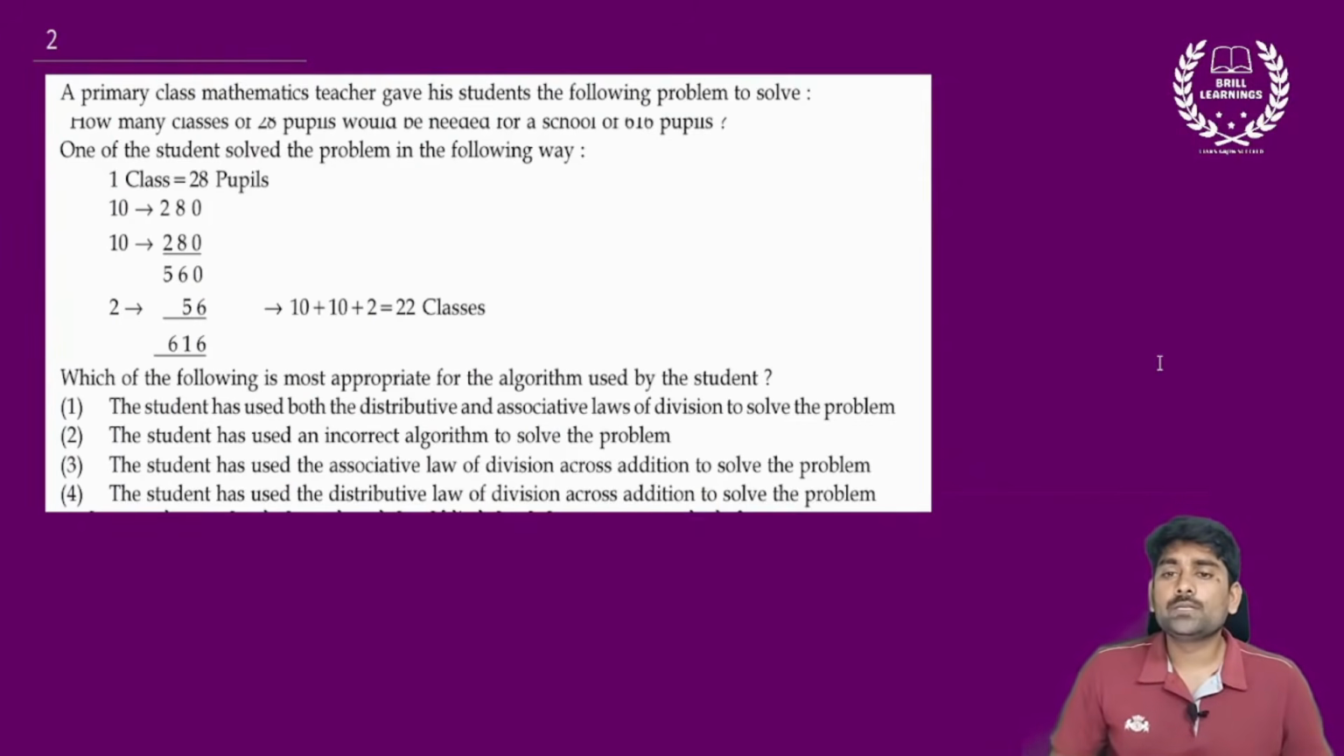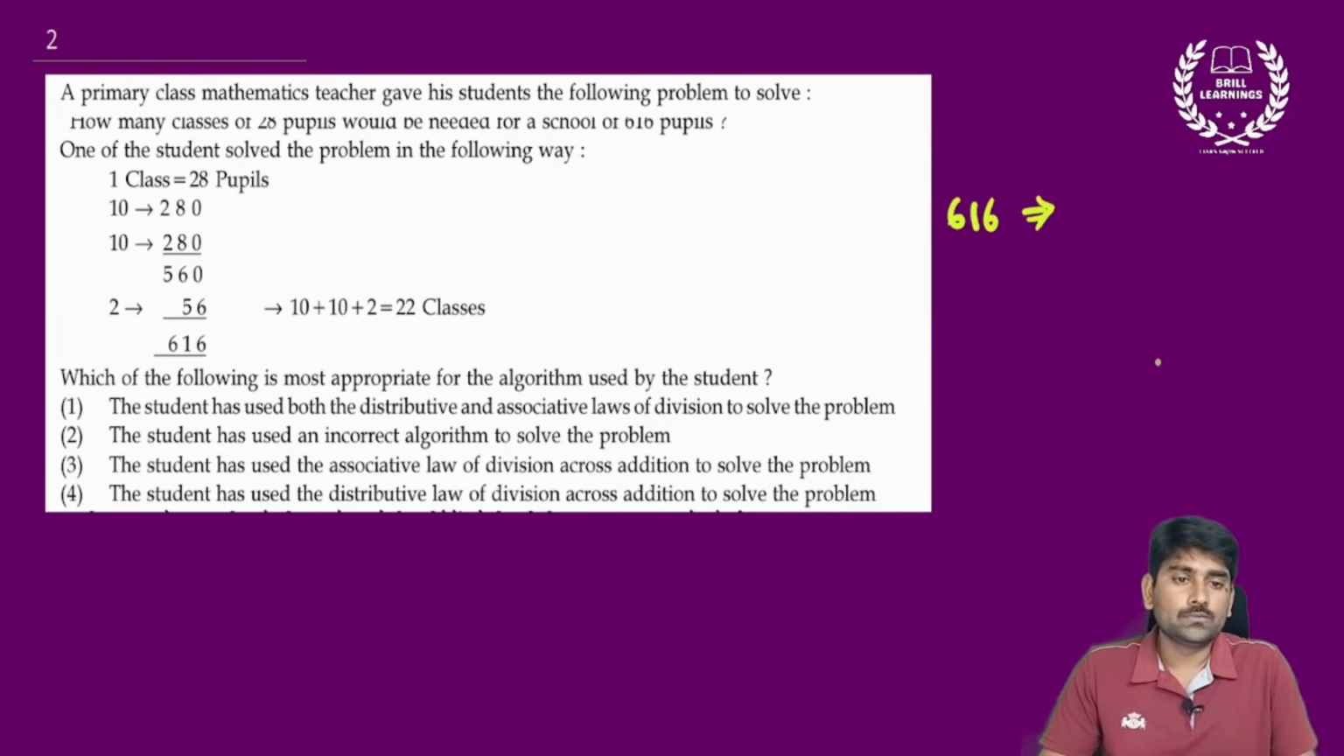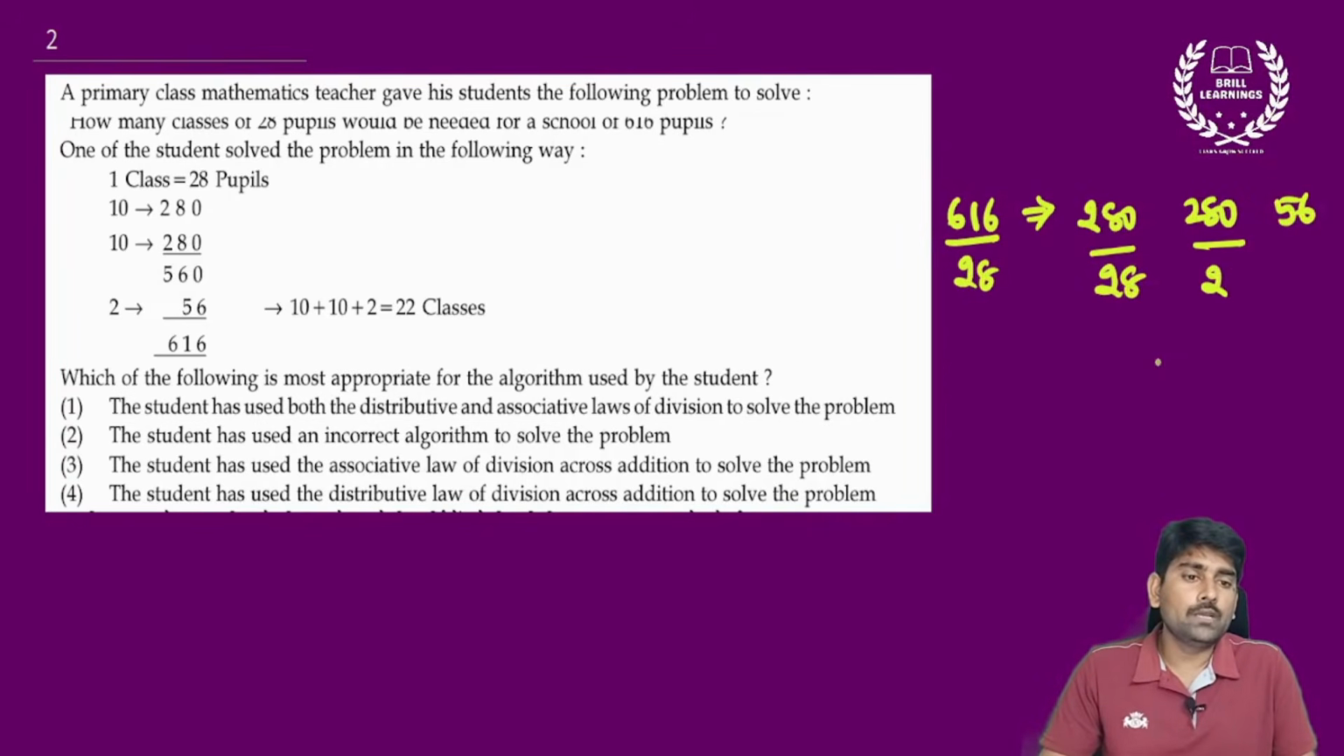A primary class mathematics teacher gave his students the following problem to solve. How many classes of 28 pupils would be needed for a school of 616 pupils? One of the students solved the problem in the following way. Here the student broke the whole value into parts to make division by 28 easier. So like this he has divided 280, 280 and 56. If I divide these values by 28, he divided the whole value into 3 parts to make division by 28 easier, and then he applied sum here.